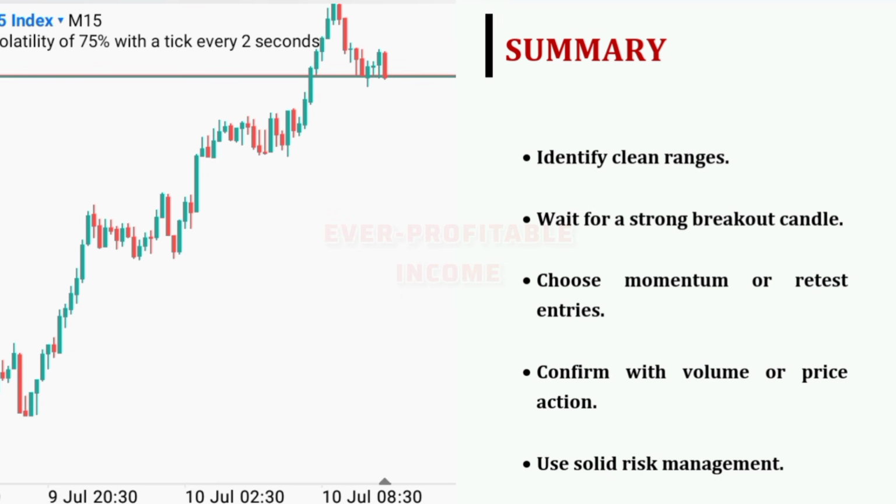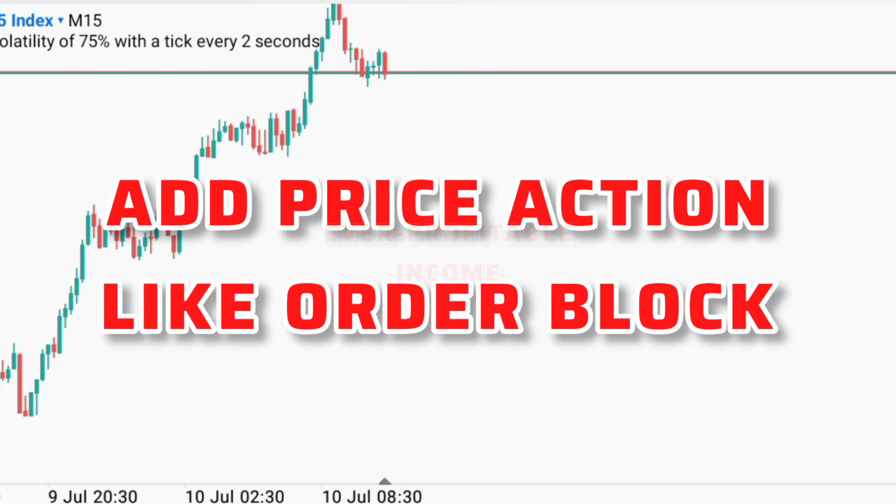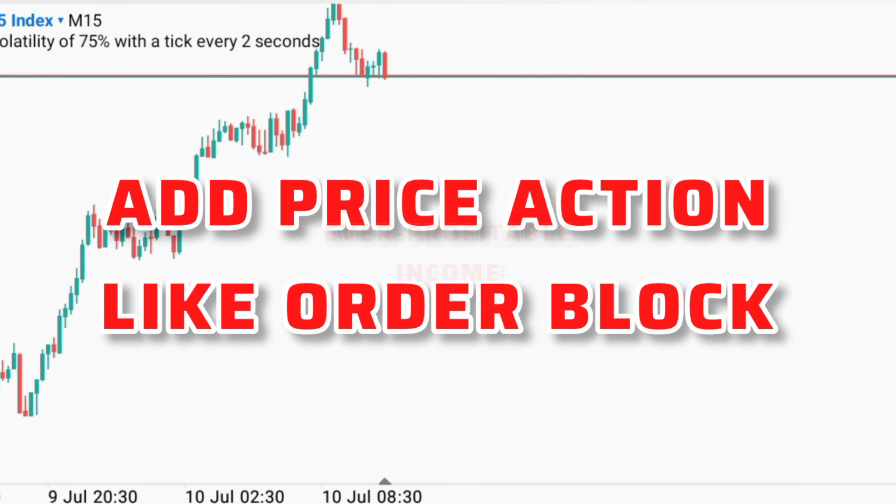Another thing you should put into consideration is to use proper and good risk management. Protect your capital, set stop loss, and ensure you take profits when you need to. Now let me give you a bonus tip to add to all these outlined techniques and steps. The bonus tip is that you should combine all these techniques with price action, like order blocks. Combine it with these techniques I've given you, and you will trade breakouts like a pro.